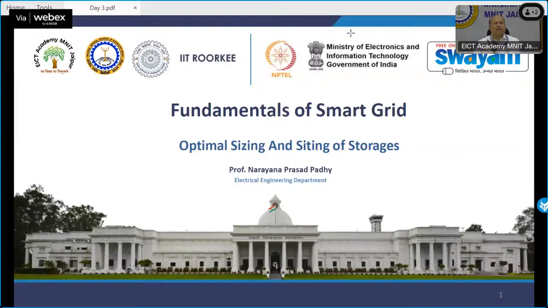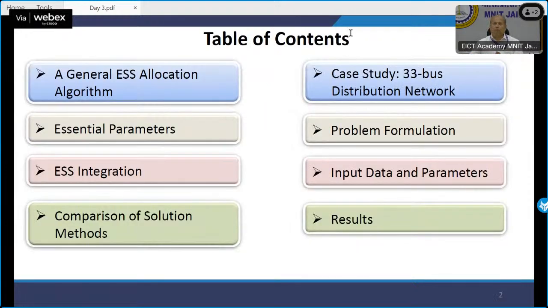Hence, with first-hand experience, you have to be extremely careful, because the cost of batteries is almost in the order of millions of rupees. So you have to be extremely careful before taking a decision. And hence, optimal sizing and siting of storage devices become an important topic.